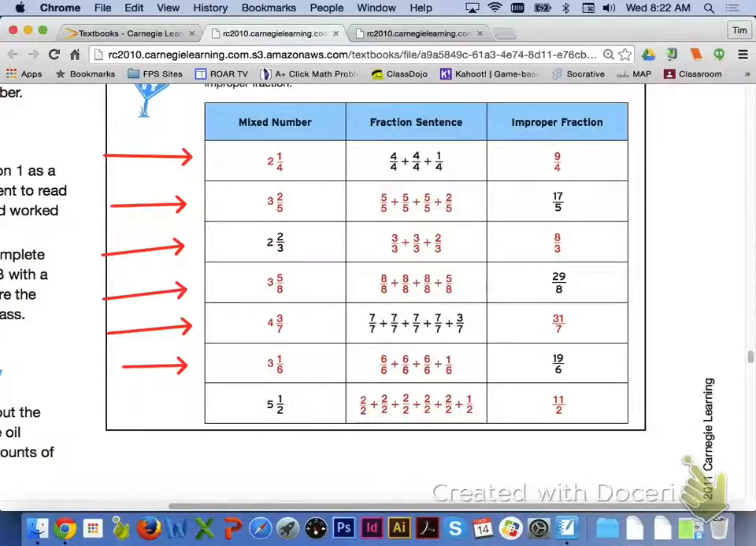3 1/6 for the mixed number for the next example, 6/6 plus 6/6 plus 6/6 plus 1/6 for my fraction sentence. And finally, for my last example, I have 2 halves plus 2 halves plus 2 halves plus 2 halves plus 2 halves plus 1/2 for my fraction sentence and 11 halves for my improper fraction.